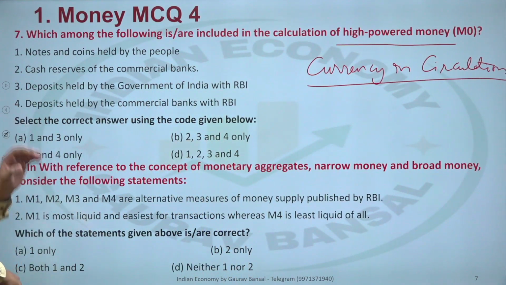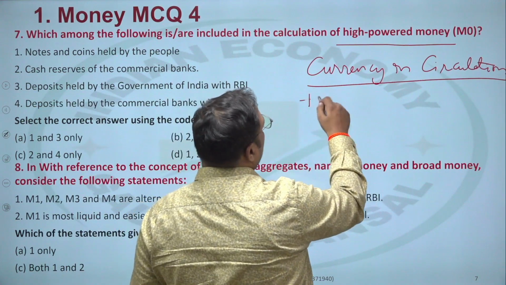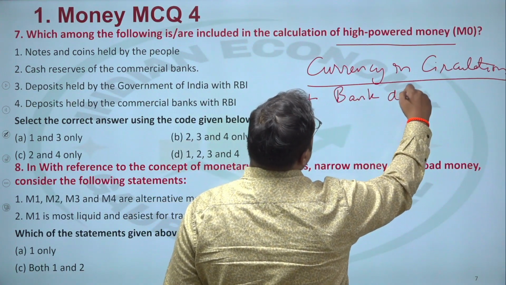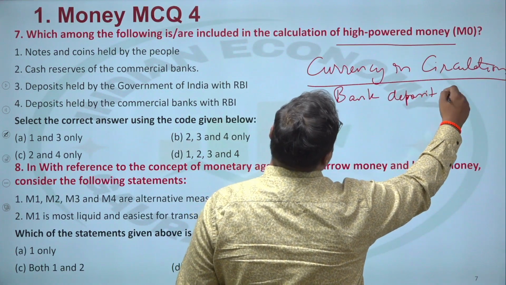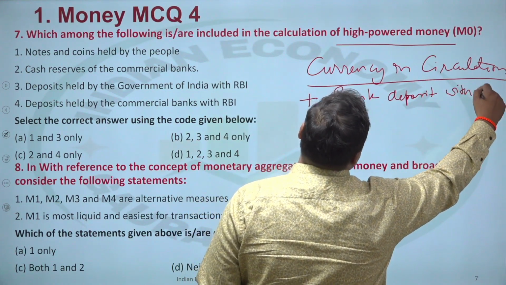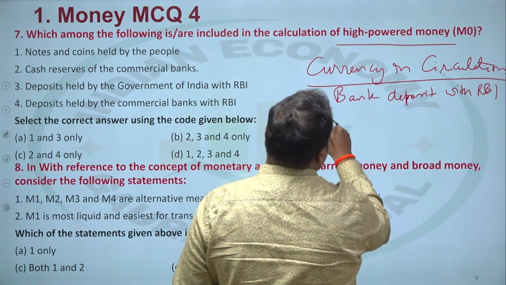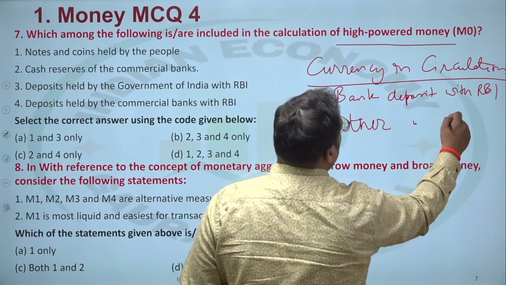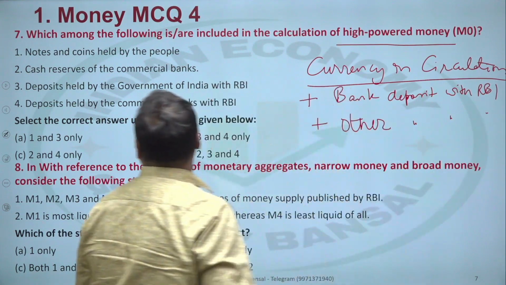So there is a difference. So currency in circulation, plus bank deposit with RBI, plus other deposit with RBI.